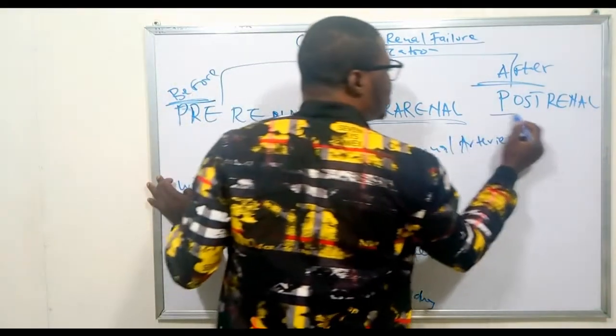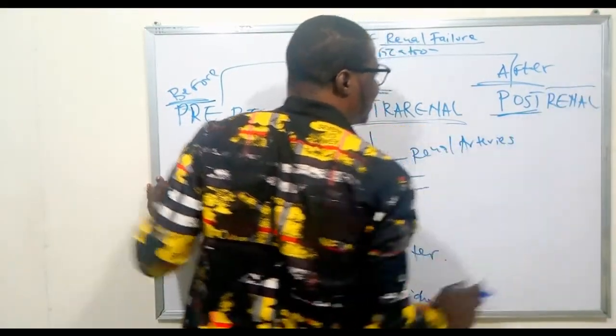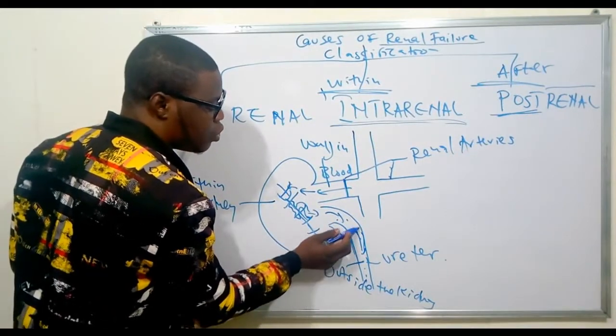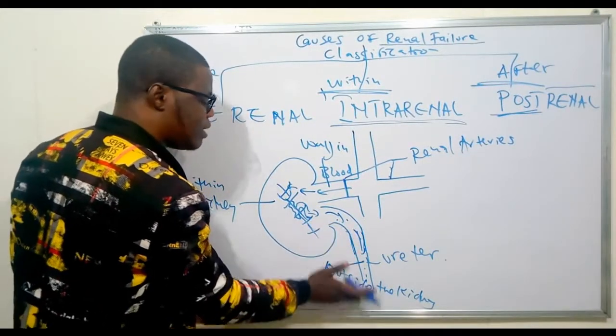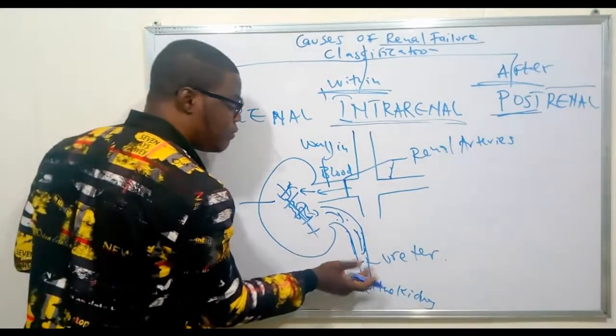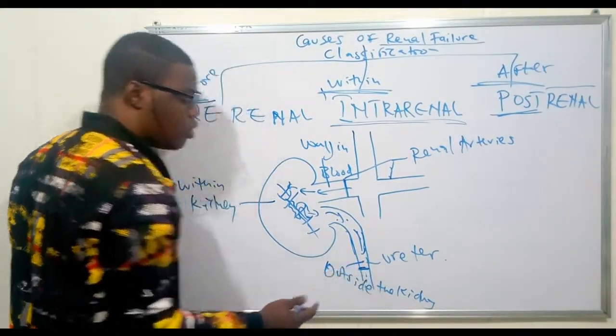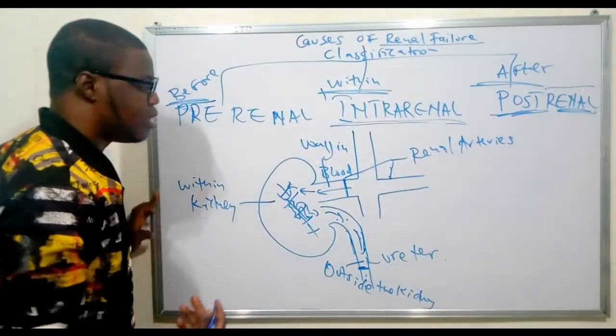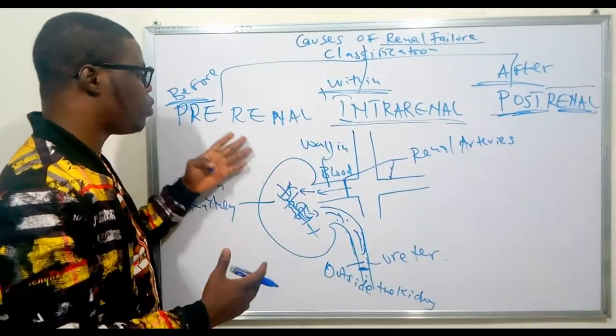So the last one is the post-renal. It means after the kidney. So after the kidney, anything that affects any structure below the kidney and prevents the flow of urine, those things are regarded as the post-renal causes. Now let's start talking about what they are.